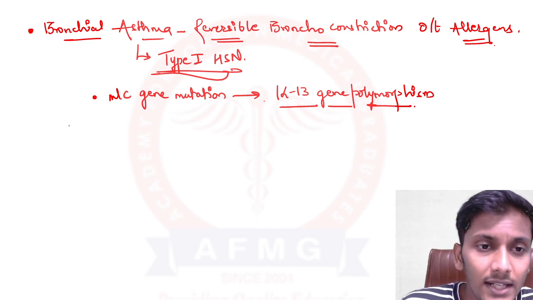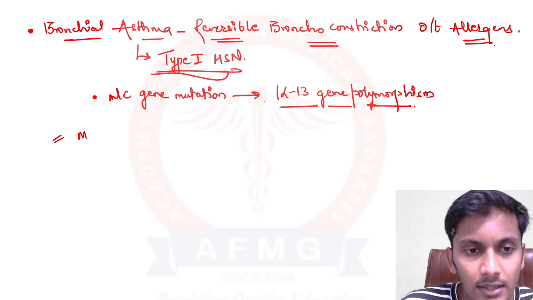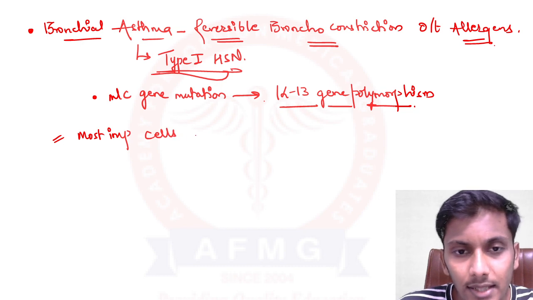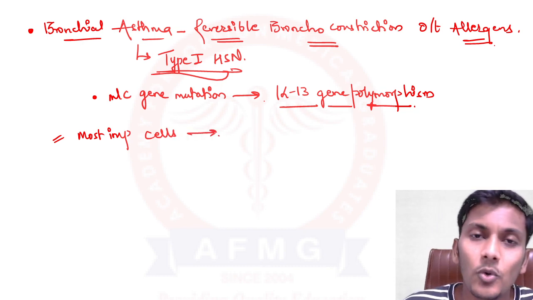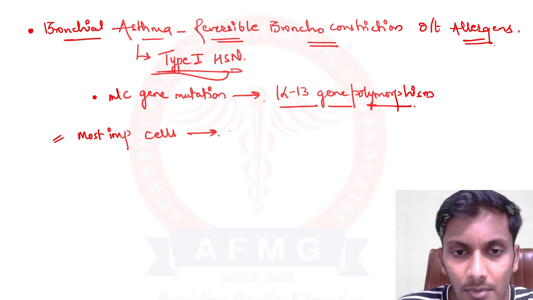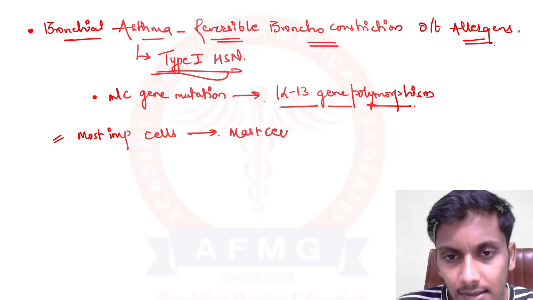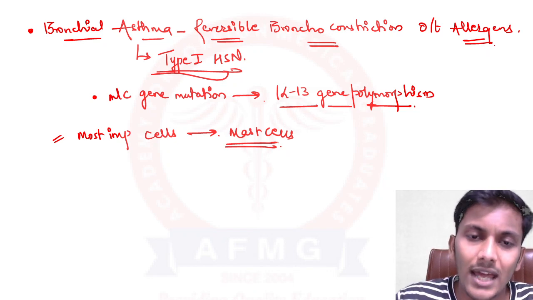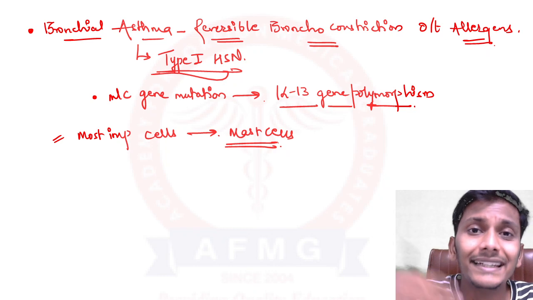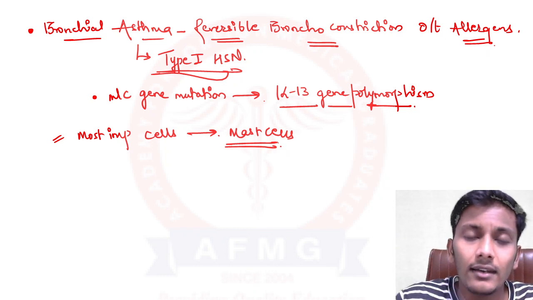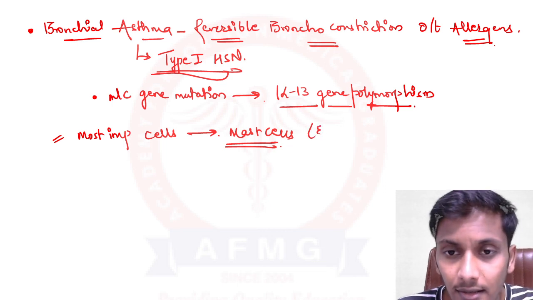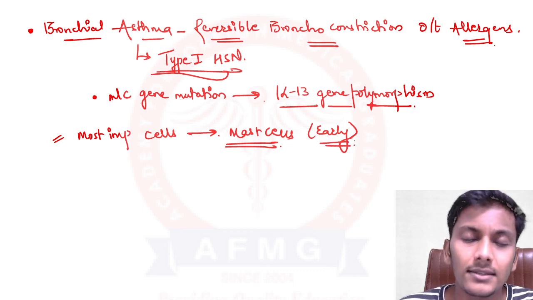Important question. The next question that can come from this topic is your most important cells. Which are the most important cells in bronchial asthma? Please remember, the answer should be mast cells. As we all know, due to some allergen there is mast cell sensitization, and as soon as the mast cells are sensitized, they degranulate and release histamine. So please remember, in the early phase of bronchial asthma, mast cells are most important.